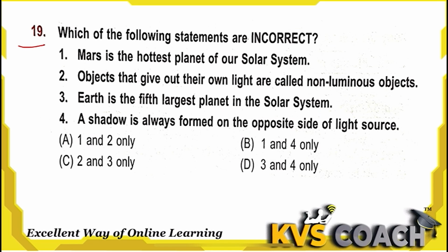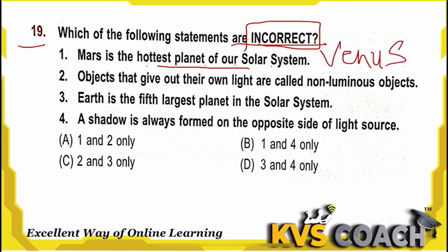Question 19 is, which of the following statements is incorrect? Mars is the hottest planet of our solar system. They are asking about the incorrect statement. Look kids, we should find out the incorrect one only. So Mars is the hottest planet of our solar system? No, Venus is the hottest planet of our solar system, not Mars. Mars is known as the red planet.